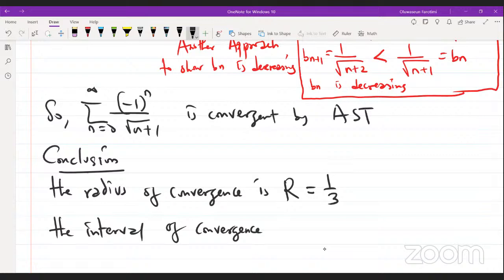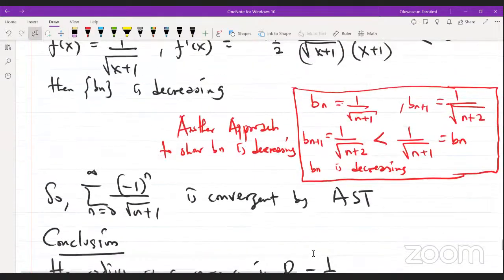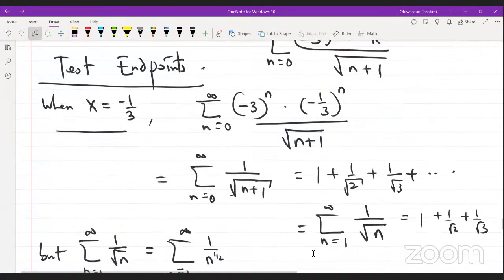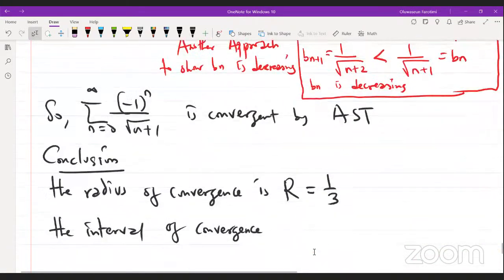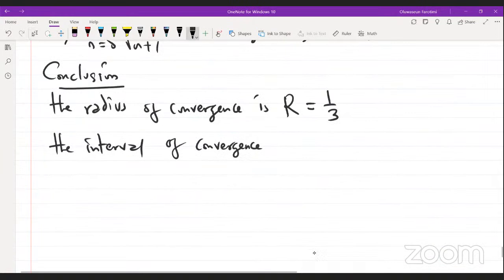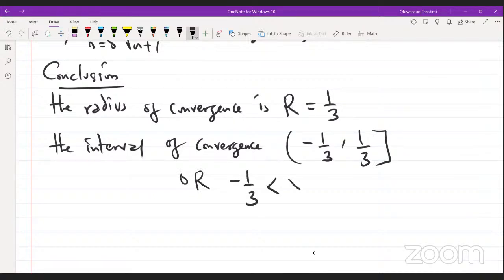If the left endpoint is convergent, that means it includes that point. If the right endpoint is convergent, it means it includes that point. But in our case, the left endpoint was divergent, but the right endpoint is convergent. So that means the interval of convergence, left endpoint diverges, open parenthesis, negative 1/3, right endpoint convergent, this guy. Perfect. Okay.